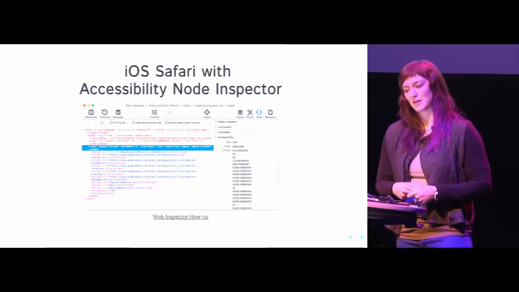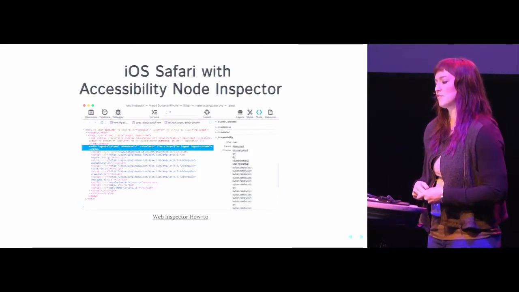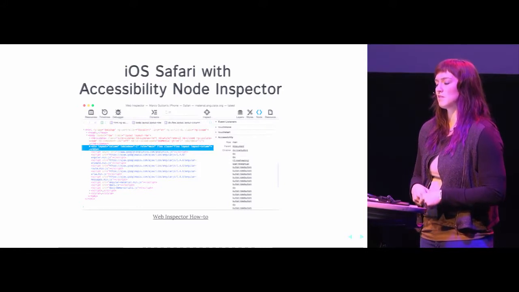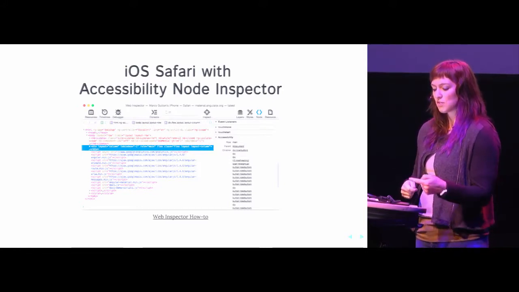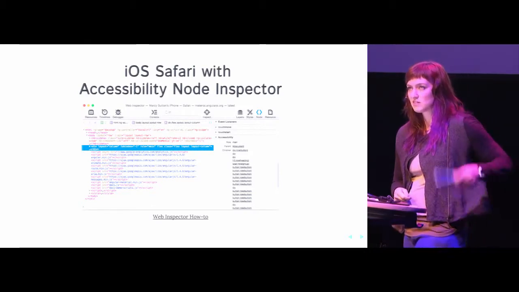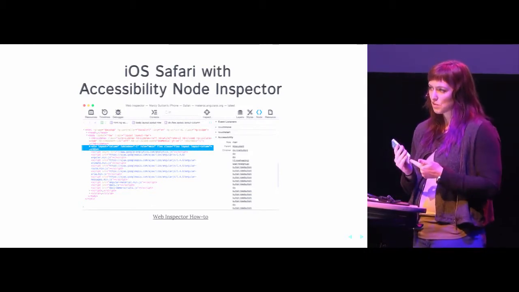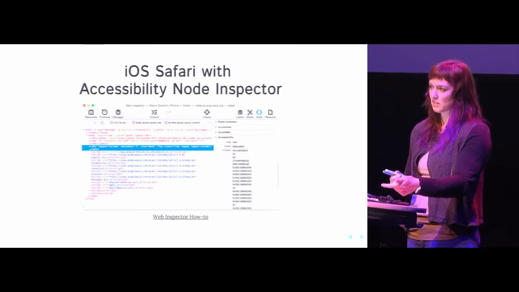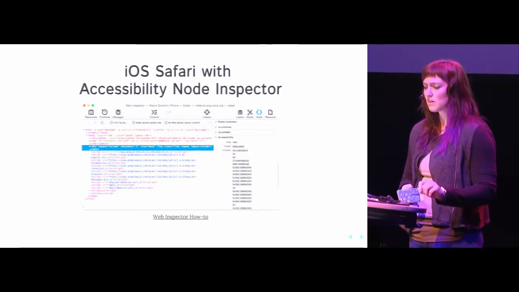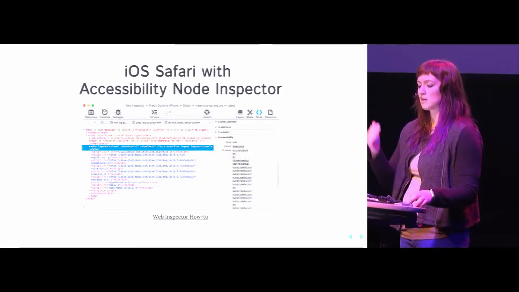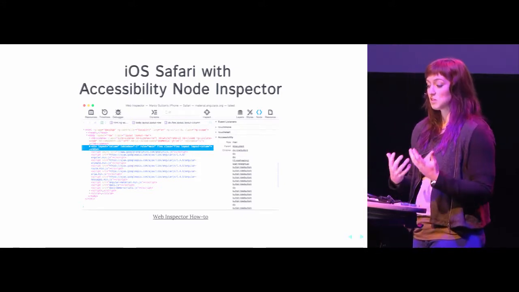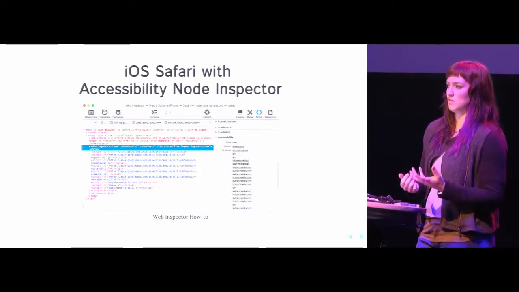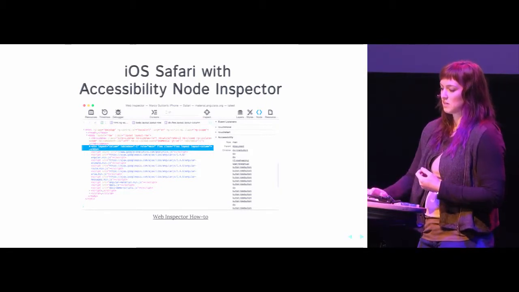So since the last time I did a version of this talk, I have learned a lot more about the accessibility node inspector for iOS Safari. So if you tether your mobile device, like an iPhone, you plug it in with your USB cable, hook it into your laptop. In Safari now, you can actually debug the accessibility situation in Safari. And so this is a really great tool to actually check what's going on in the mobile device.